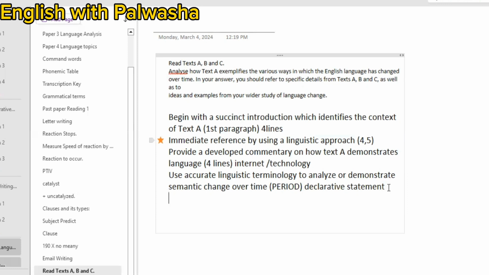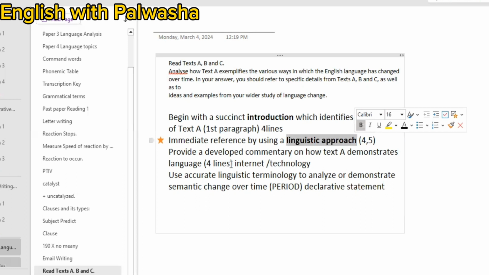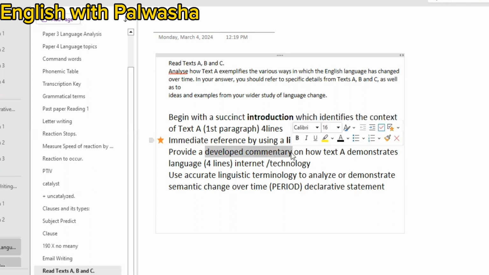Yes, sir. Okay, now the fifth paragraph. So here you can clearly see how we are writing the paragraphs. If we keep on practicing this way, you will be able to structure your text A, B, and C response in this way. I'm telling you, I'm making you prepare for this. First, you need to write the introduction. Then secondly, you have to just go with the linguistic approach. This is so clear. Then you have to create a developed commentary in it. The commentary should not be in the form of dialogue. It should be in the form of a paragraph, not more than 4 to 5 lines.